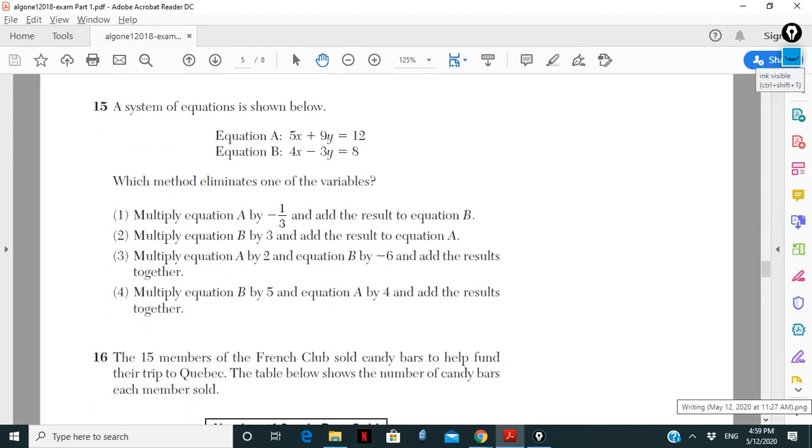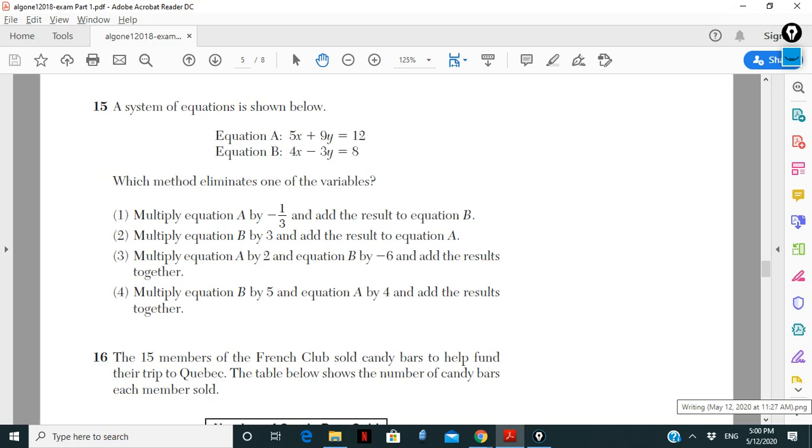Question number 15. A system of equations is shown below. So we have equation A, 5x plus 9y equals 12, and 4x minus 3y equals 8. Which method eliminates one of the variables? So multiply equation A by negative one third.